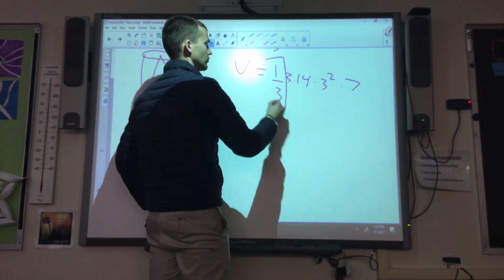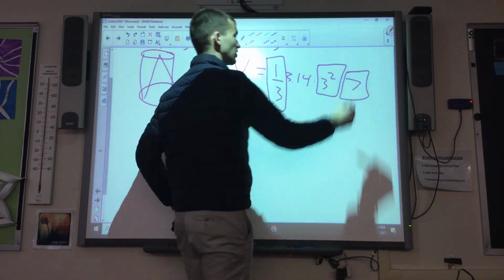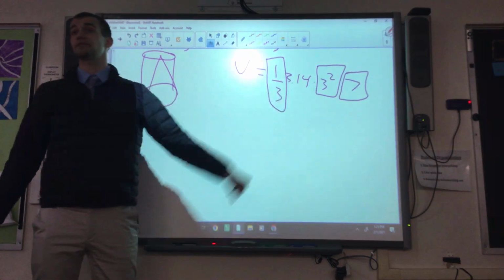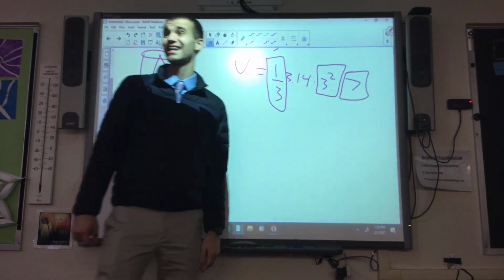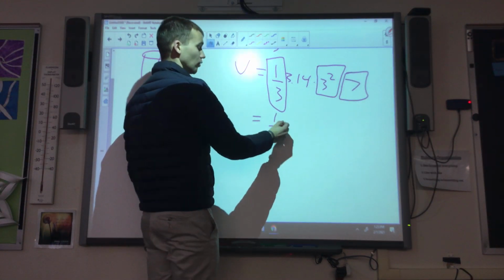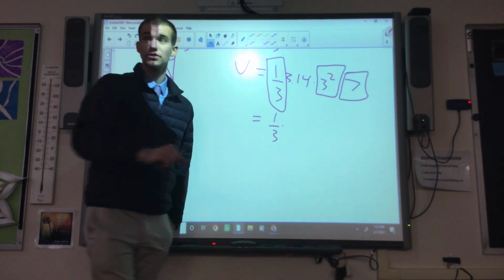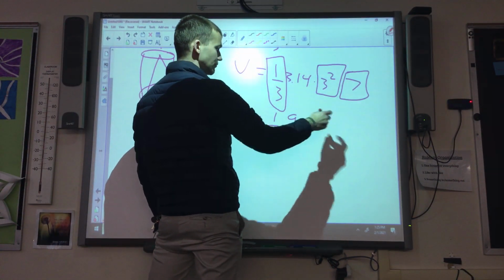Think about it in terms of your numbers. You have this. You have this. The only thing you should have to do is multiply something times 3.14. You can simplify 1/3, 3 squared, and 7. Let's rearrange them. 1/3 into this. Simplify. 3 squared becomes 9 times 7.